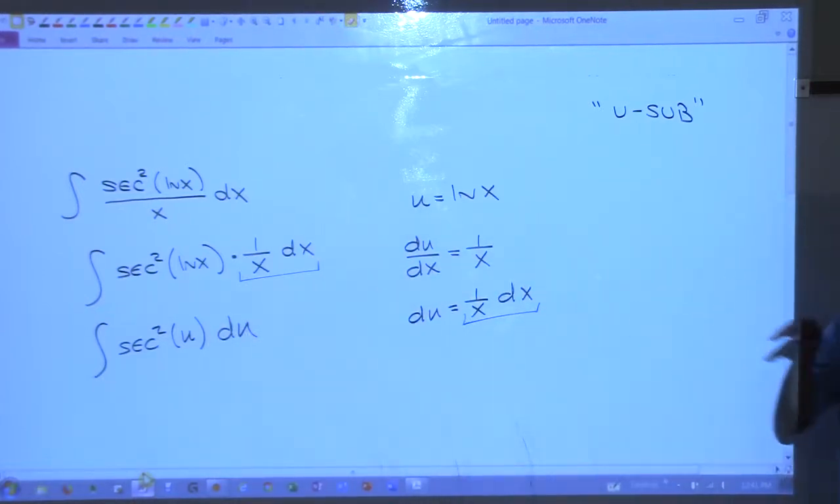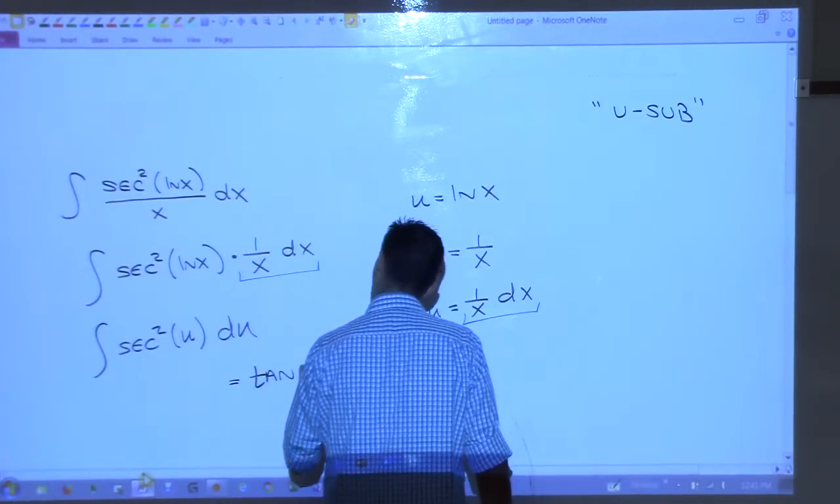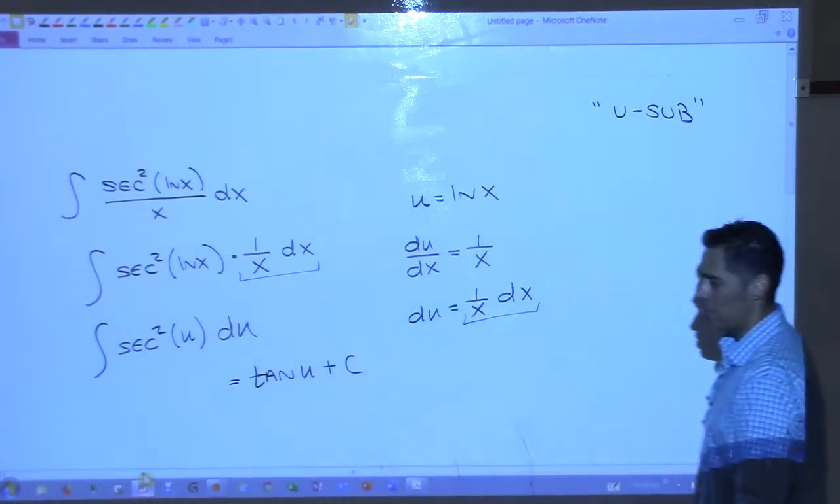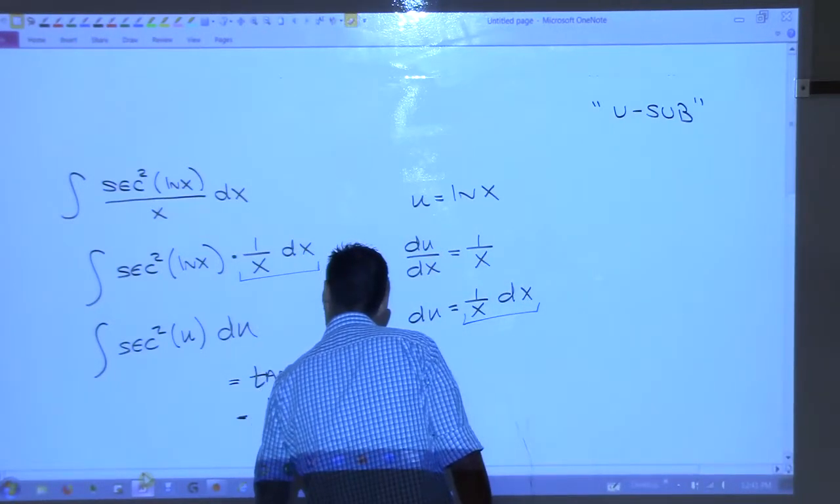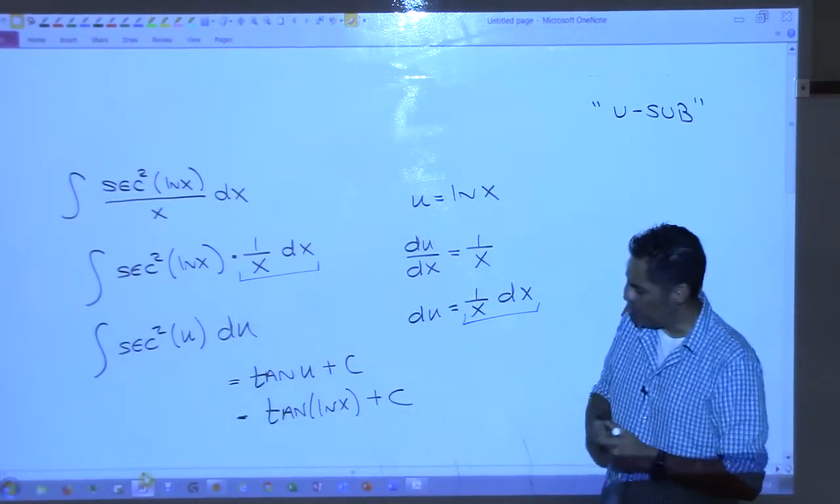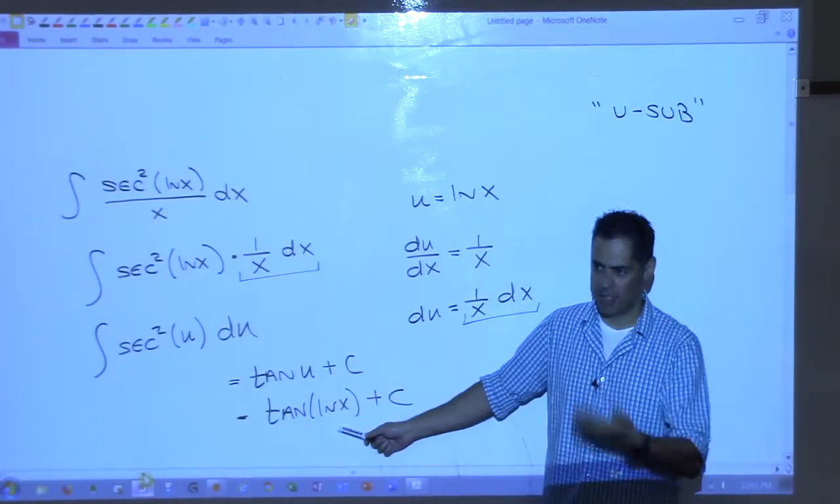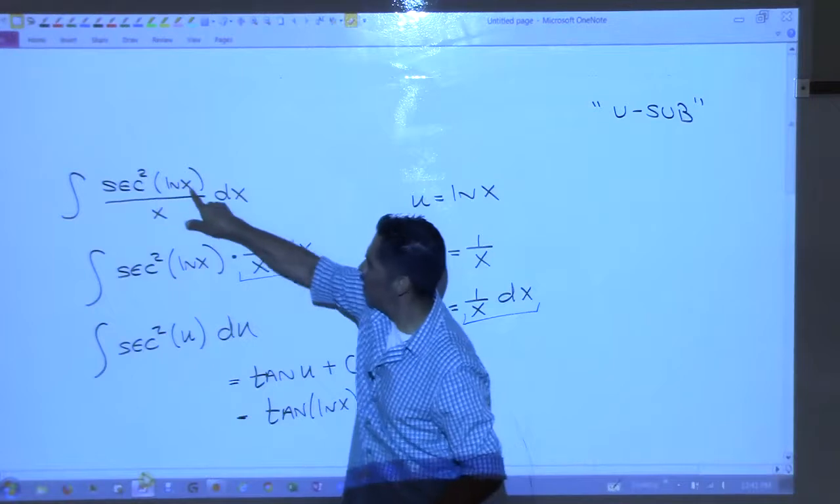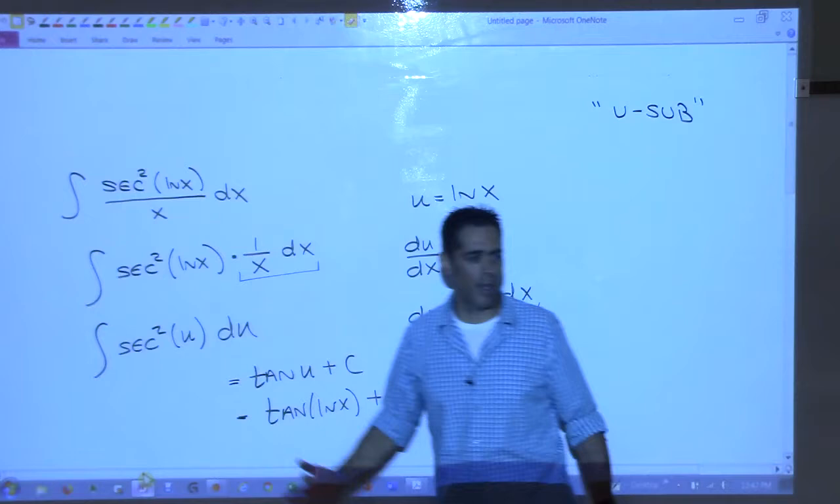Y'all see how everything just got replaced? And now what's the antiderivative of secant squared? Tangent of u, plus a constant. But what's u? Natural log of x. So this should be tangent of natural log of x plus c. And if you don't believe that that's the antiderivative, take the derivative of it. The derivative of tangent of something is secant squared of it times the derivative of what's inside, which is 1 over x, which would give you this part, and you're there.